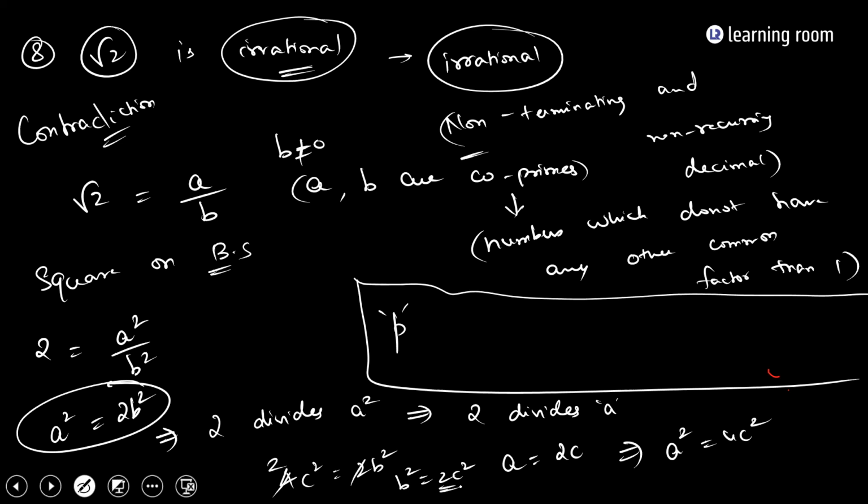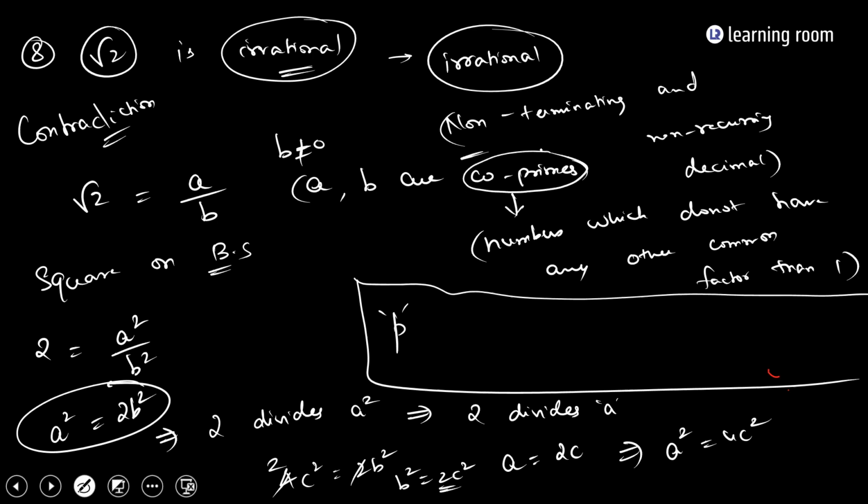So what does this give us? 2 divides B square, so 2 divides B also. But which assumption of ours is contradicting the statement? That A and B are co-prime. A and B are not co-prime anymore. We assumed that A and B are co-prime.